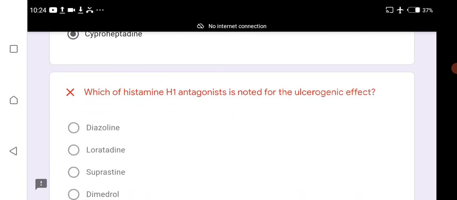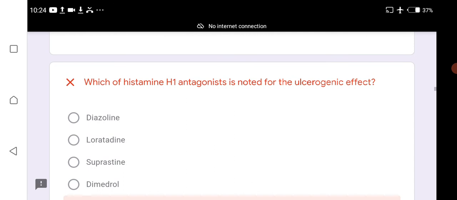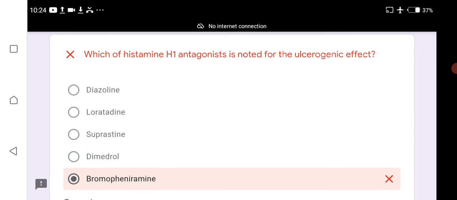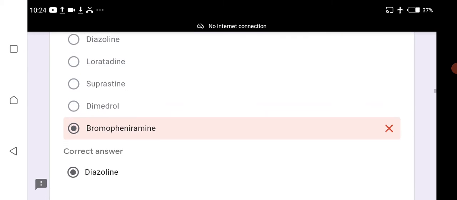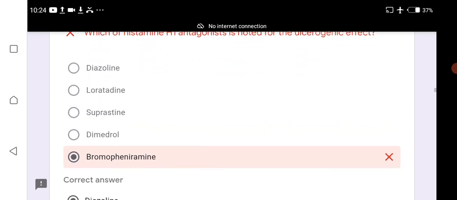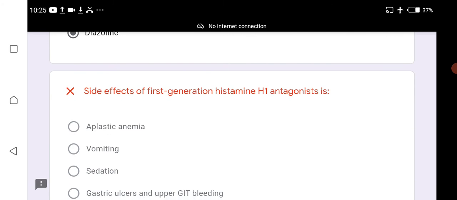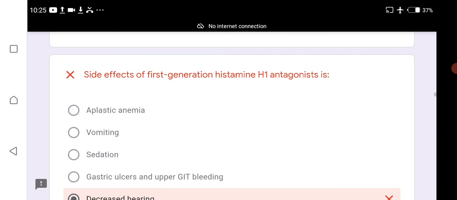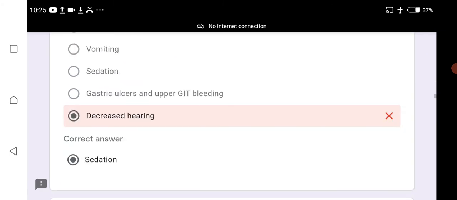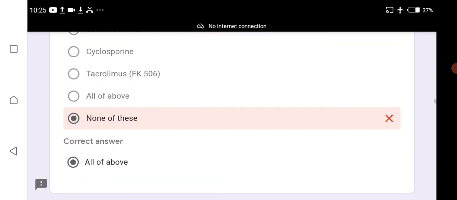Which histamine H1 antagonist is noted for ulcerogenic effect? Diazolin. Diazolin is a histamine H1 antagonist that causes ulcers. A side effect of first generation histamine H1 antagonists is sedation.